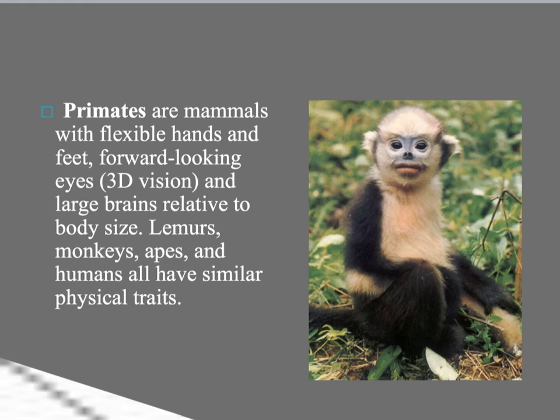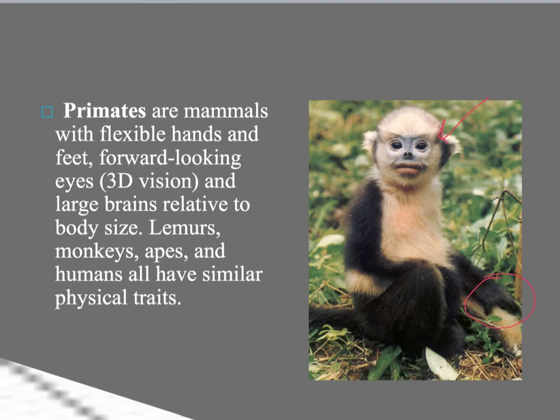Look at him. Isn't he cute? So primates are mammals with flexible hands, feet, forward-looking eyes, and large brains. Is that us? Yes, it is. That is us. We are in the primate group. Now, lemurs, monkeys, apes, and yes, humans, we all have similar physical traits. So you may say, hey, I'm not a monkey, but see, his eyes are forward facing. Not like, for example, a horse. A horse's eyes are not forward facing. Even a dog's eyes are more side facing.